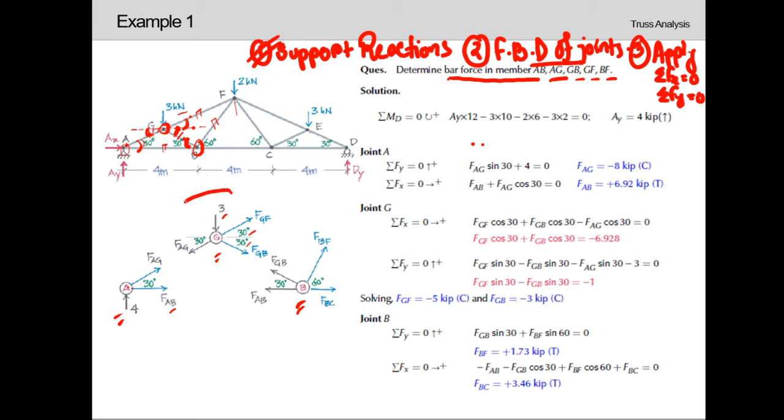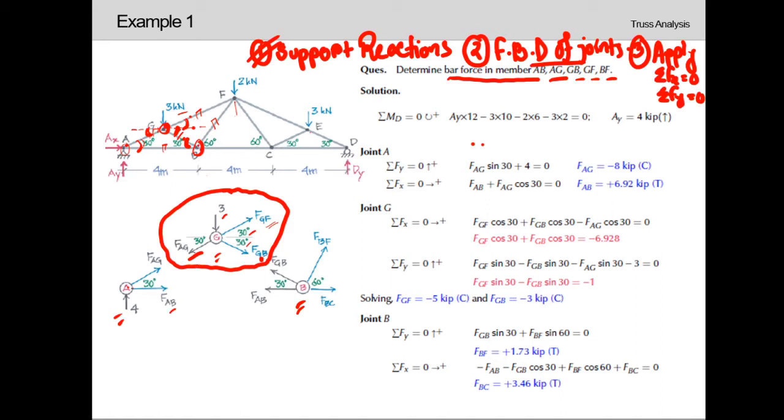Now drawing this free body diagram for joint G, you can see the associated members which are connected to joint G are GF. So member force acting along GF, which is FGF, has also been denoted away from the joint, which is our convention. And member force GB, FGB. And for AG, which is member force AG away from the joint.